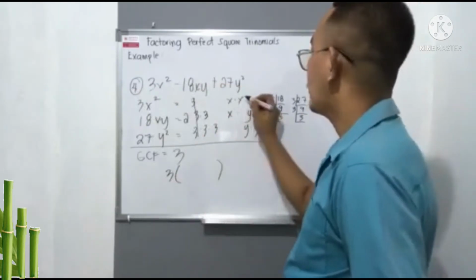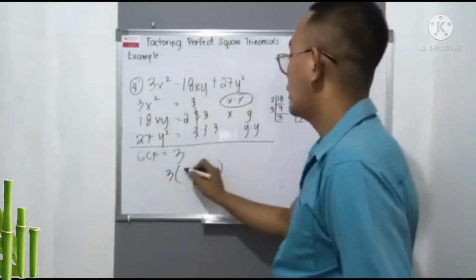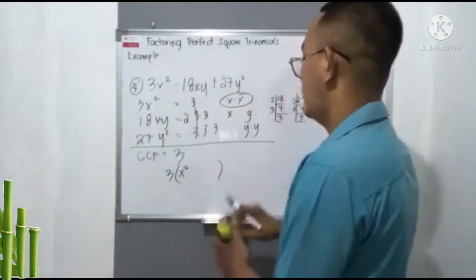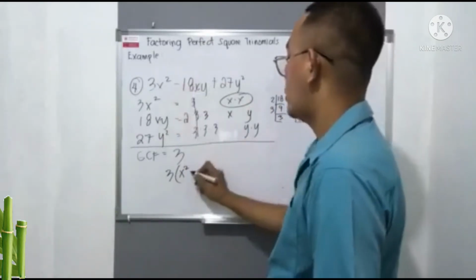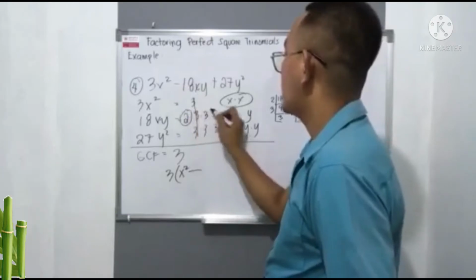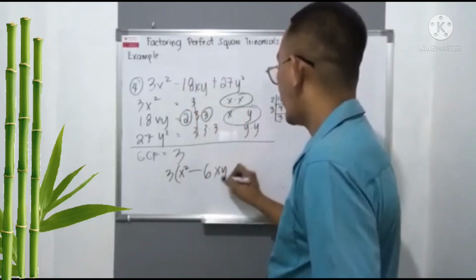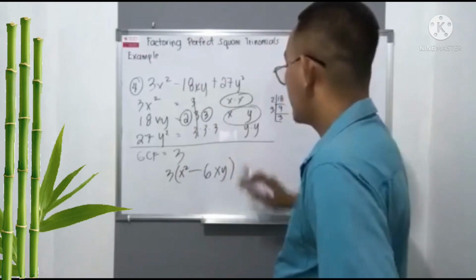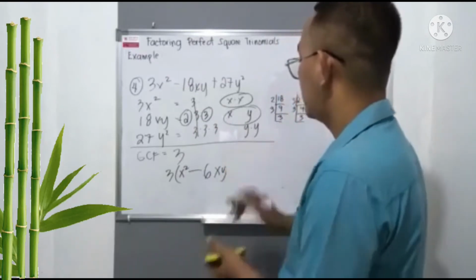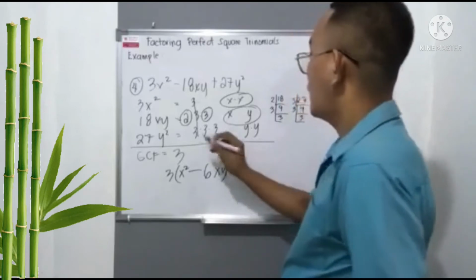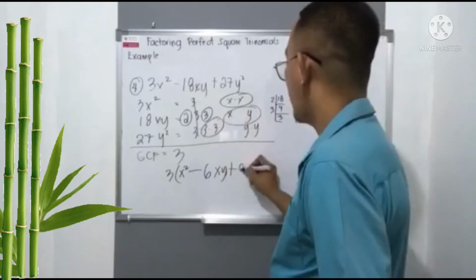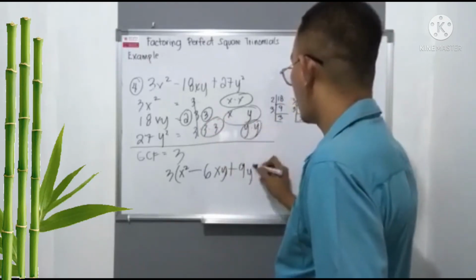Now, divide natin tong polynomial dito sa 3. So, para mas madali, kunin na lang natin yung remaining factor. So, x squared. Then, next is minus, ang natira dito is 2 times 3 is equals to 6. Then, x times y is xy. Then, plus 3 times 3 is 9. And then y times y is y squared.